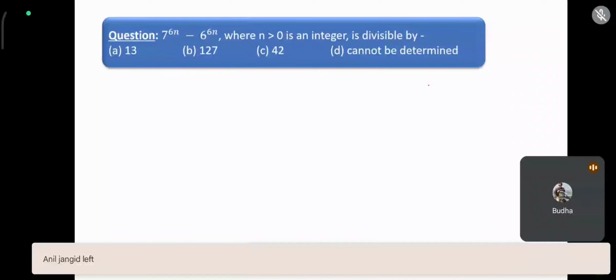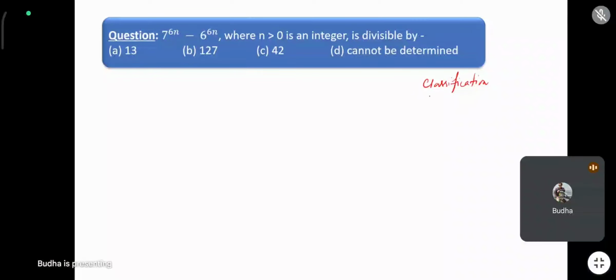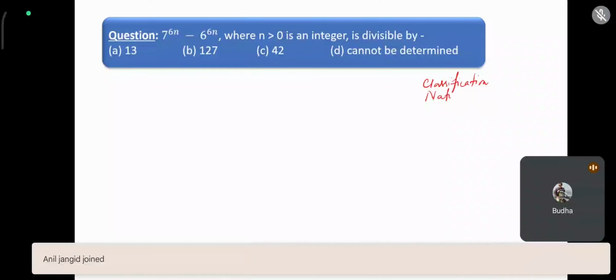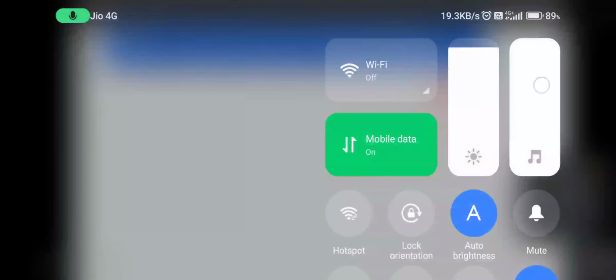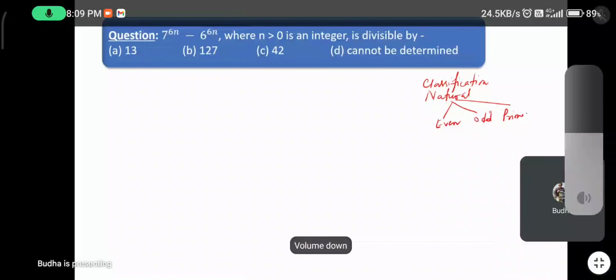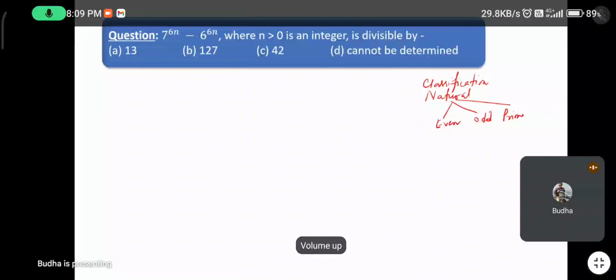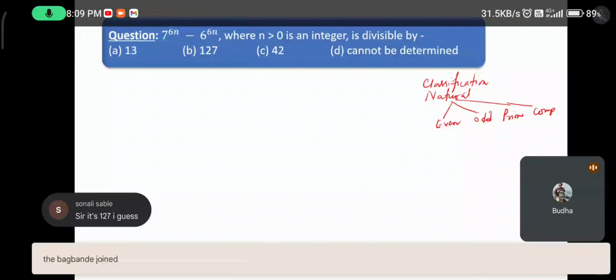So, we talked about classification of numbers, right? And in the classification we talked about natural numbers, and inside natural numbers we had many different types of numbers. We have even numbers, we have odd numbers, and we have prime numbers, and then we have, sorry, composite numbers as well, right? So this is what we have seen yesterday.